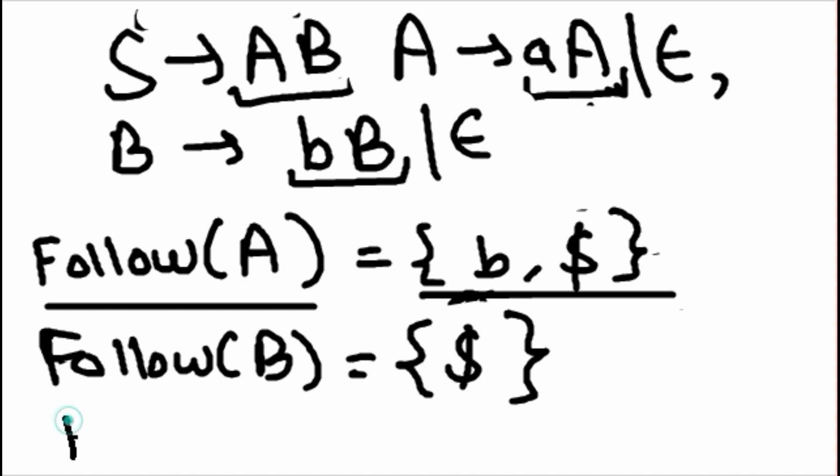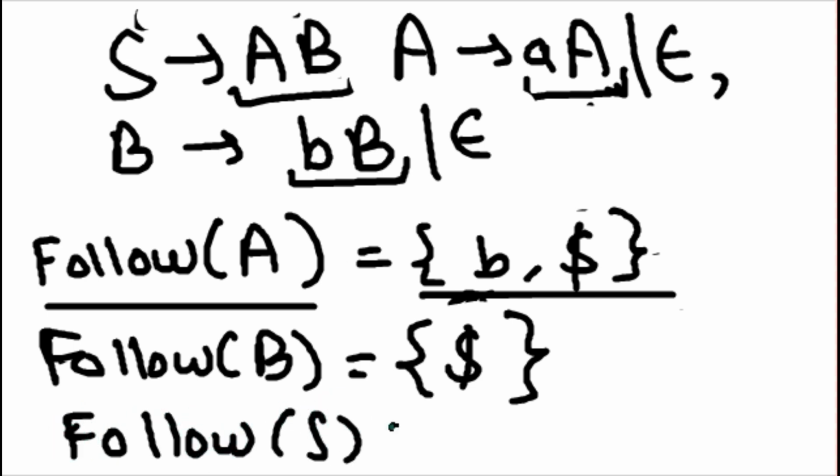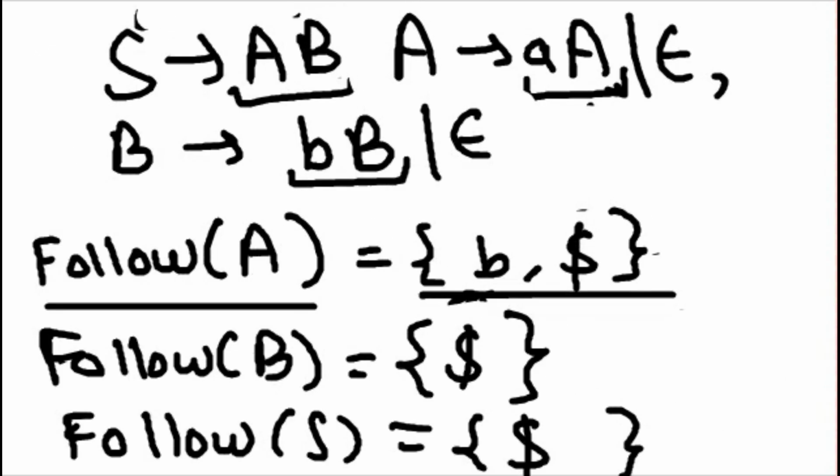Now what is follow of S? The follow of S, there is only one S, which is a start symbol, and start symbol will always have the follow dollar. So dollar is the only answer for this. So that is how you find out first and follow. These are all the scenarios. You will need to understand first and follow to be able to understand parsing tables. So thanks for watching.